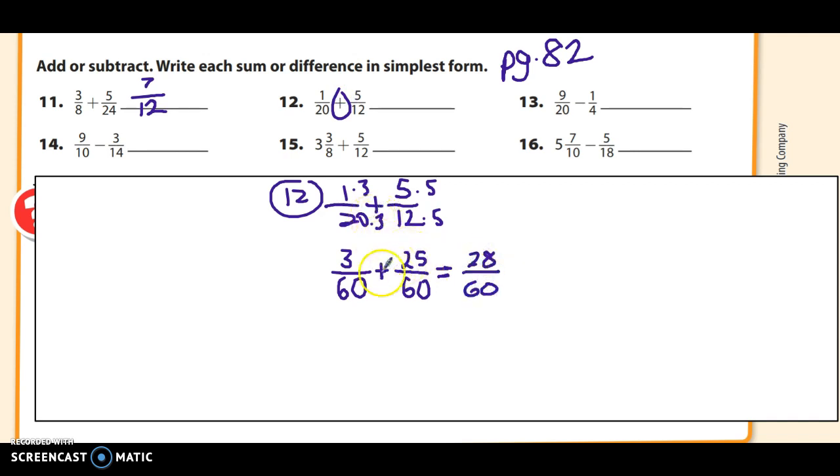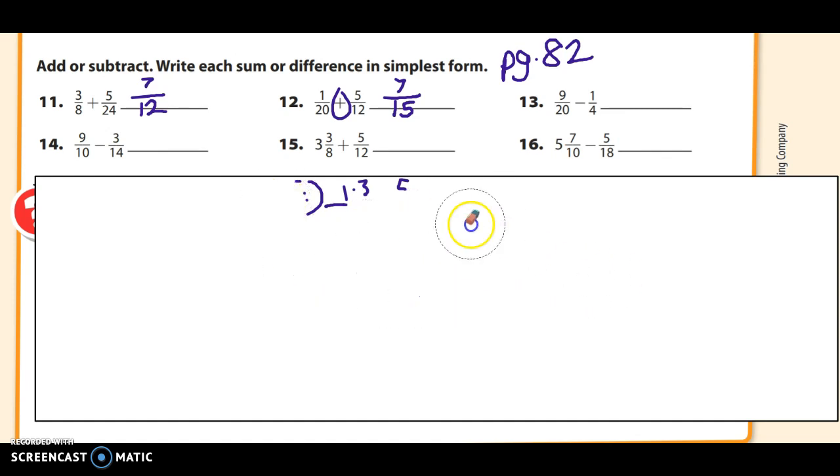So again, I used LCM to get my common denominator. Now I'm going to use GCF to simplify. The greatest common factor of 28 and 60 is 4. If I divide by 4, 28 divided by 4 is 7, and 60 divided by 4 is 15. The answer is 7/15. Now if you did everything the same, but you divided by 2 right here, you would have gotten 14/30, which simplifies even further. So that's why I divided by 4. It's just faster. Alright, let's check out number 13.